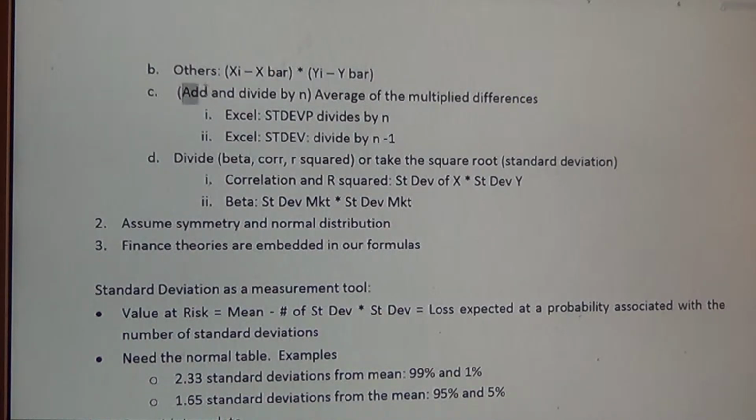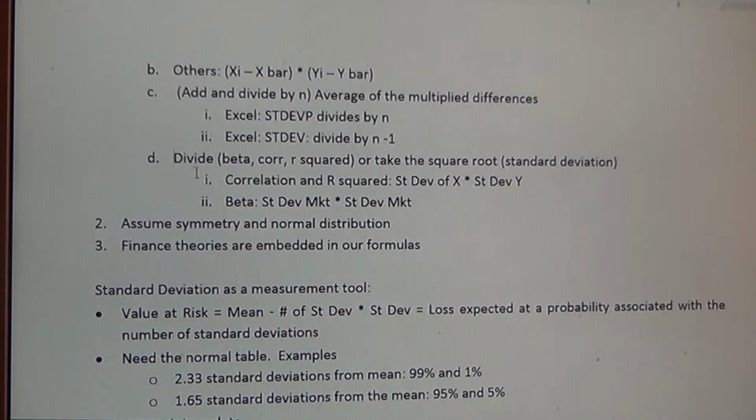We then add up all those multiplications and divide by n, so that just means we take the average. In Excel for standard deviation, if you use the STDEVP function, you're dividing by n. The P stands for population. In Excel, if you use the STDEV function, you're not dividing by n, but by n minus 1. There's 1 degree of freedom. So generally in finance, we use the STDEVP, even though statistically we probably should be viewing it as a sample size. It just makes the math a lot easier to use the population standard deviation.